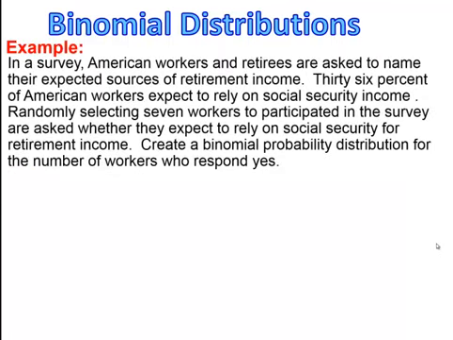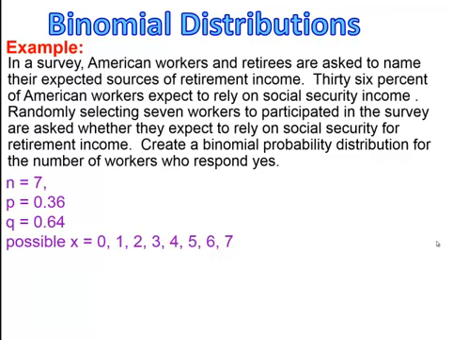So let's do an example here of how to create a binomial distribution table. So in a survey, American workers and retirees are asked to name their expected source of retirement income. 36% of American workers expect to rely on Social Security income. Randomly selecting 7 workers to participate in this survey, they are asked whether they expect to rely on Social Security for their retirement income. So now we want to create a binomial distribution for the number of workers who responded yes.